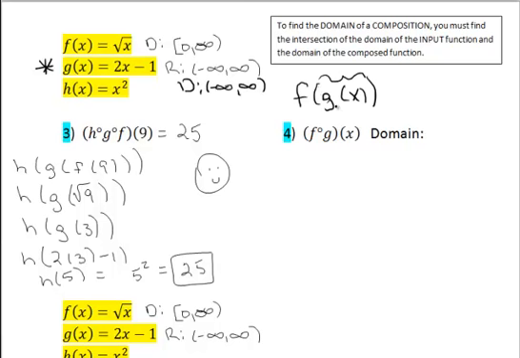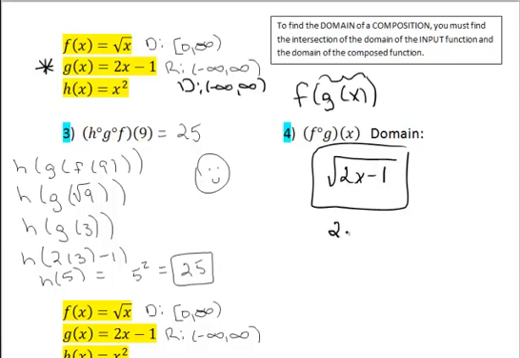We're going to put g inside f. Well, f is the square root of x. Remember, you remove the x and you put the function g in its place. So we have the square root of 2x minus 1. Well, what is the domain of this particular function? Remember, it's a square root. And square roots can't have a negative radicand. It can't be negative underneath.